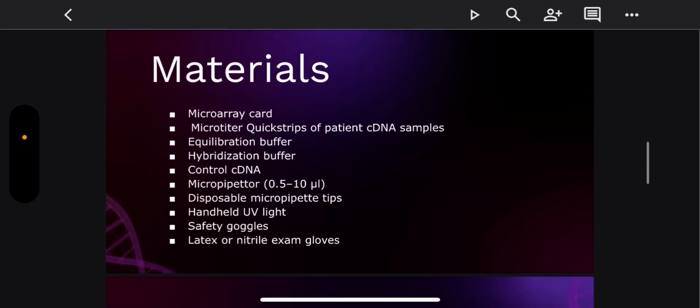Our procedure consisted of using the materials, taking the microarray card and putting the cDNA samples on it. We then put on the equilibration buffer and hybridization buffer, and then we put on the control cDNA, and then we put that under the UV light and watch the results occur.